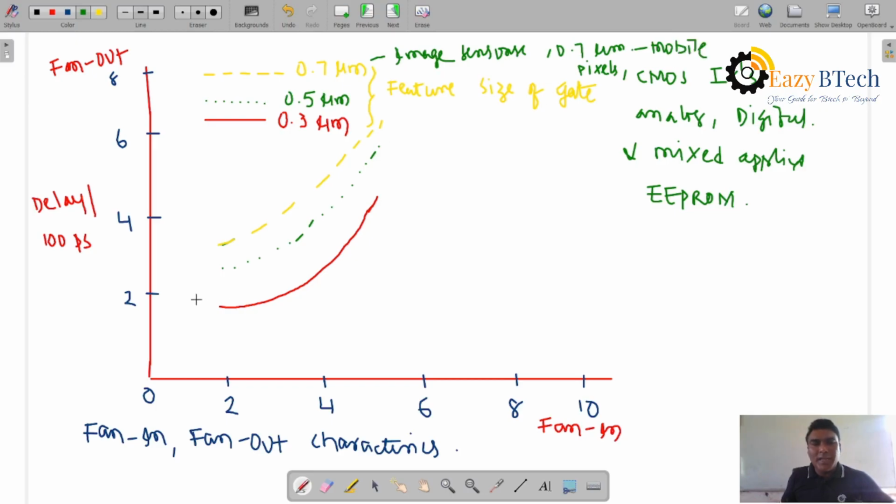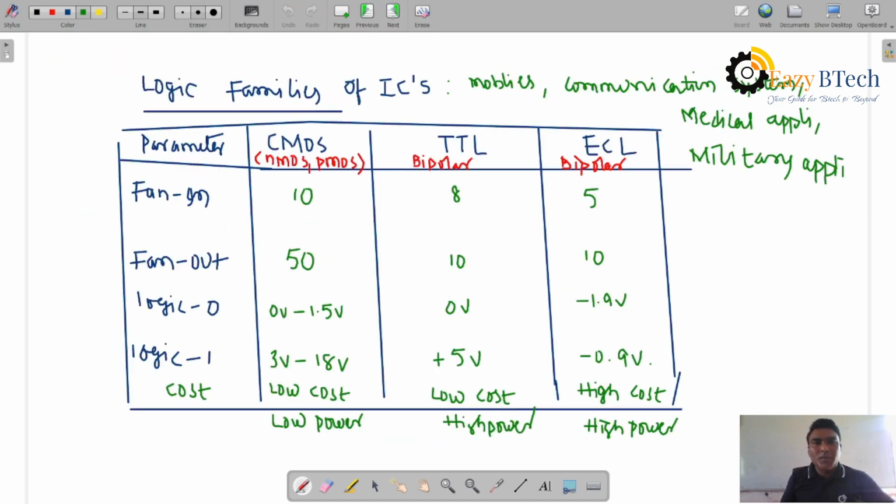If you see this, the delay increases exponentially as the fan outs increase. So the performance of a gate, of an IC, depends on fan in and fan out. We already saw that different types of logic ICs are used: CMOS, TTL, and emitter coupled. Among them, the most fan out is in CMOS technology, a low power technology. Logic one is a high voltage, 18 volts; we can increase it to 20, 30, 40 volts also. It can drive many outputs, right?